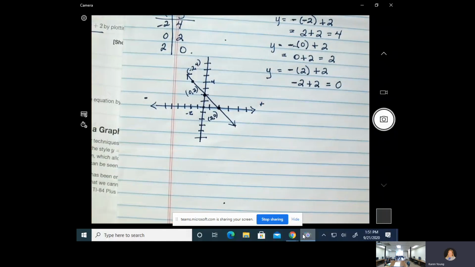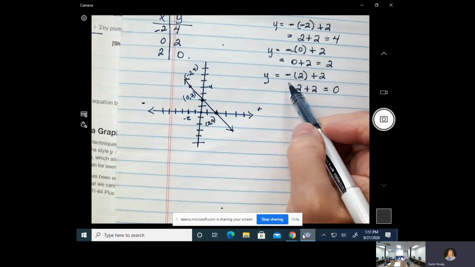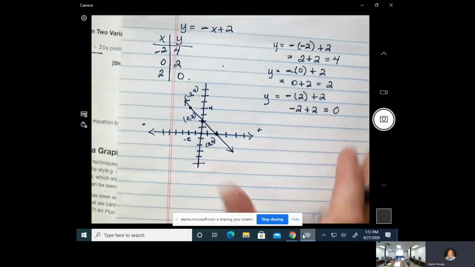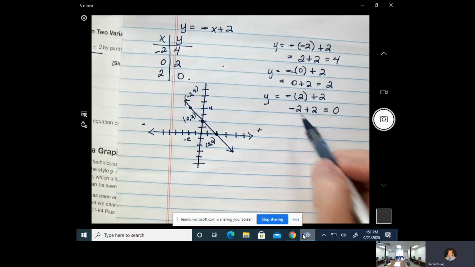Yes, ma'am. On the negative 2 plus 2, why is that 2 a negative? Because the X was negative to begin with. When we go back up to the original X, it was a negative X. Oh, okay. Got it. Okay.